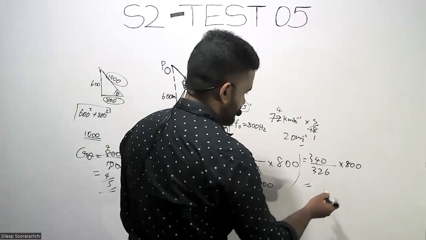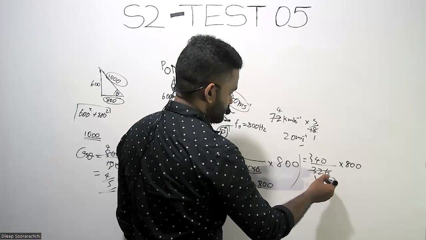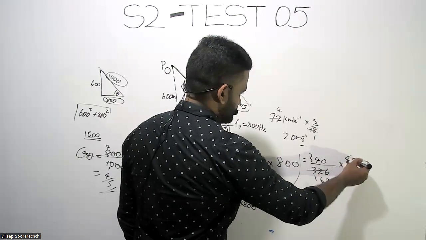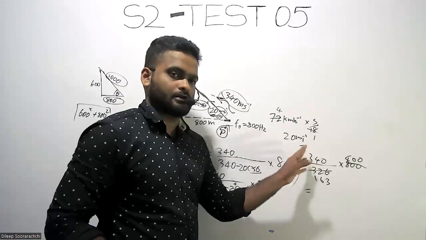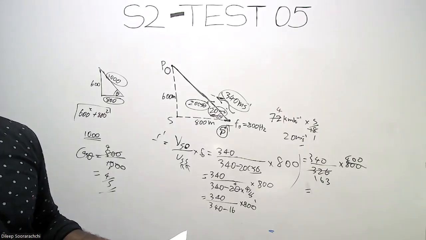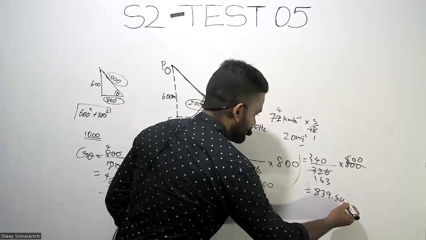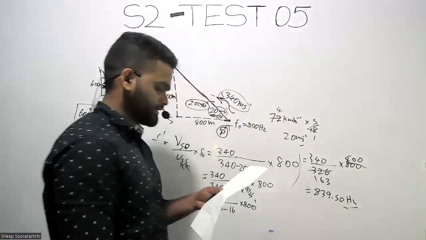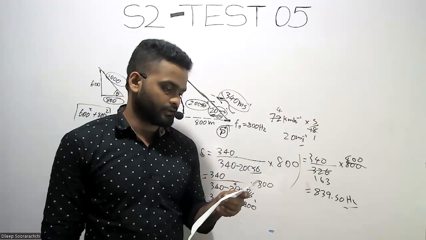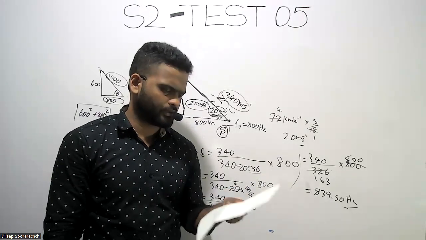Okay, just divide this 16 by 2, 163, 400. If it is complicated, you can use logarithms. So the answer for that should be 839.5 hertz. That is the exact answer. So for the 11th question, the answer should be the second one, 839.5.